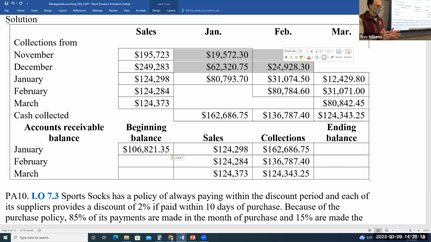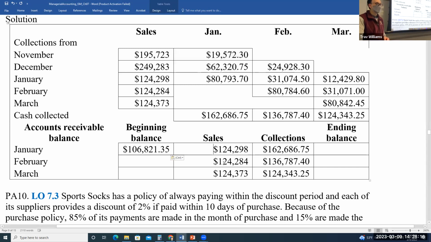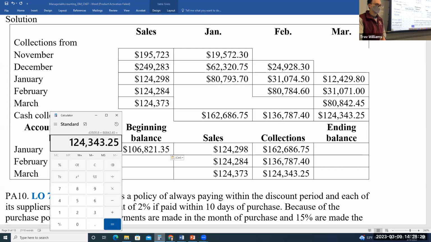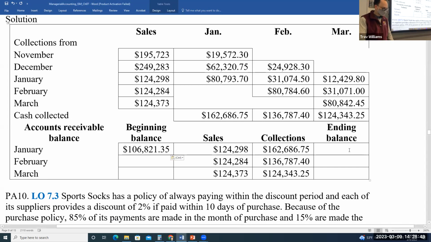Now that we have that beginning balance, we add our sales. So in other words, how much more did we sell in January that was on account? Subtract the cash that we collected from accounts to get an ending accounts receivable balance for January. So that gives us 68,432.60. And the ending balance from January obviously becomes our beginning balance for February.